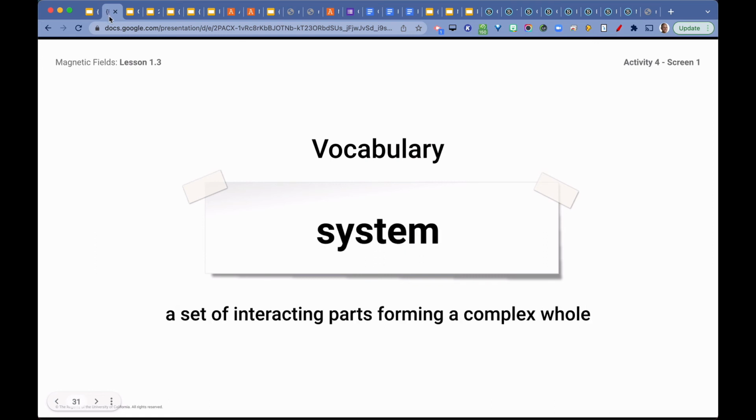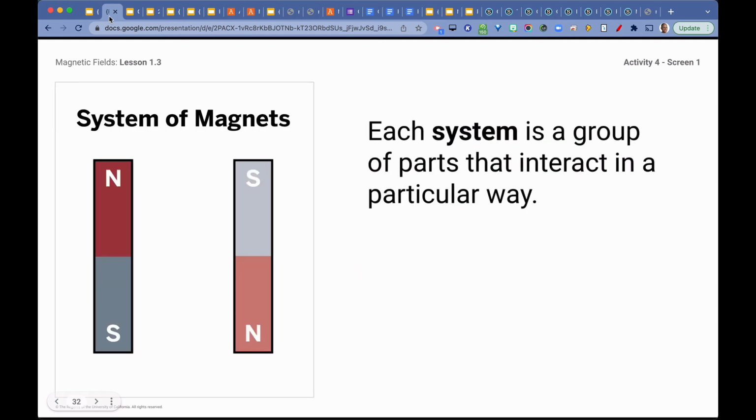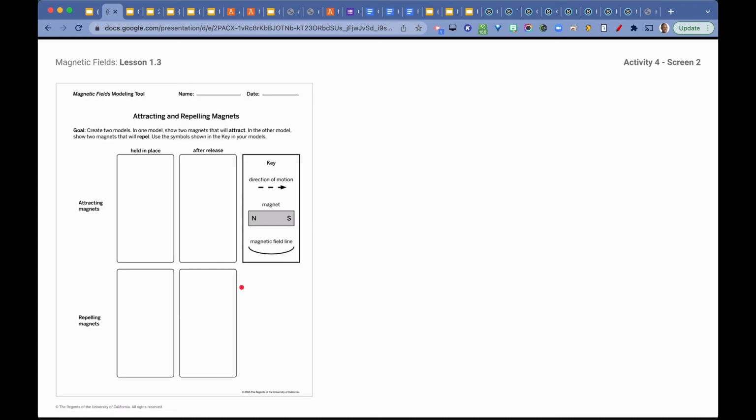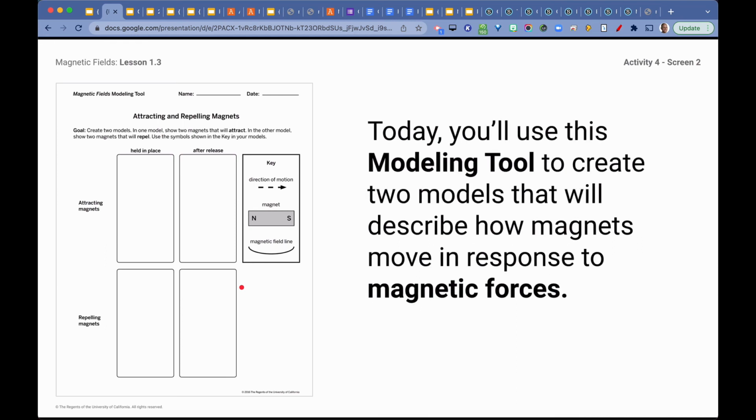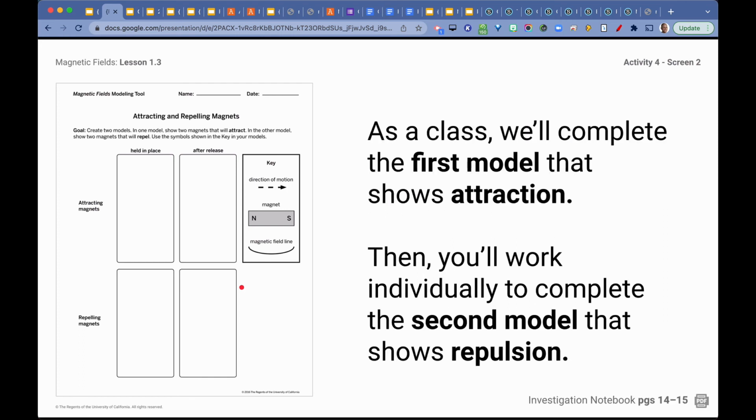Then system, a set of interacting parts forming a complex whole. And so each system is a group of parts that interact in a particular way. So this is a system of magnets right here. All right. So they used a modeling tool to create 2 models that will describe how magnets move in response to magnetic forces. All right.